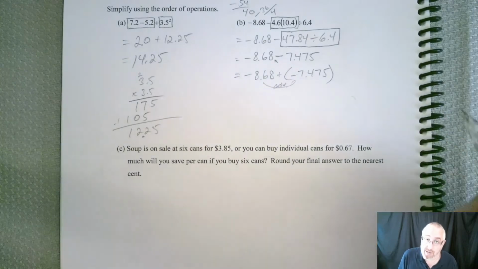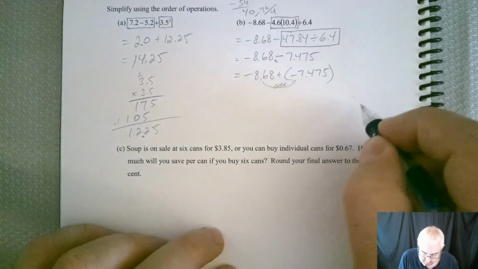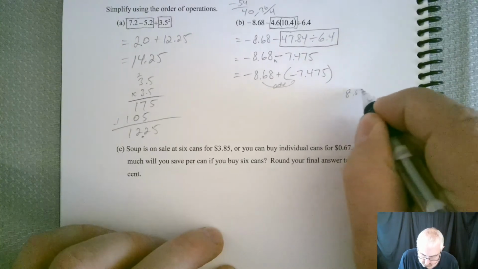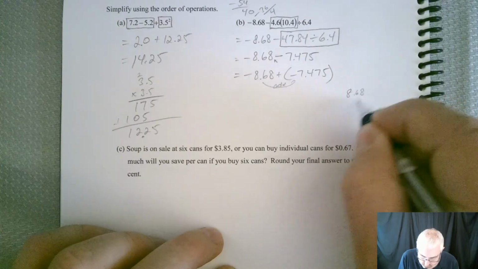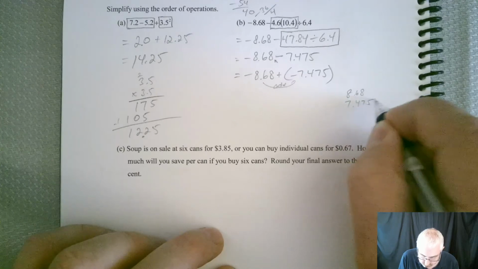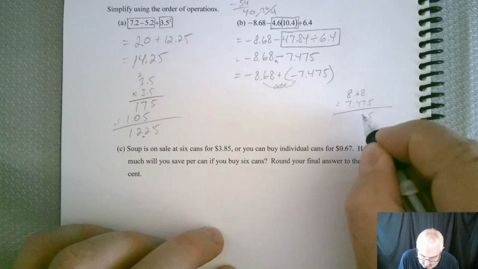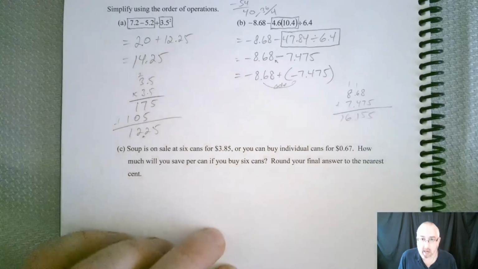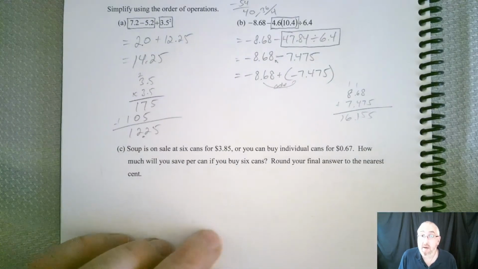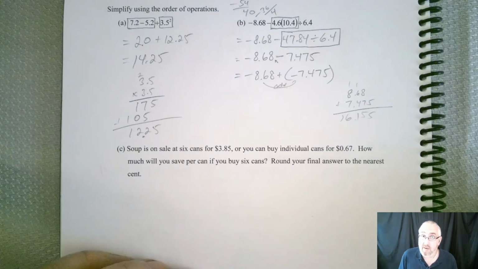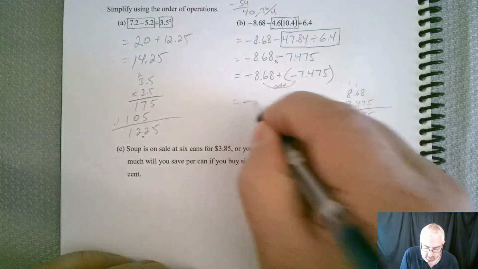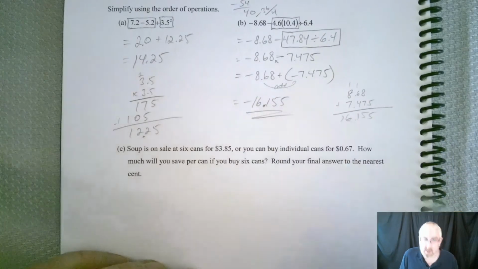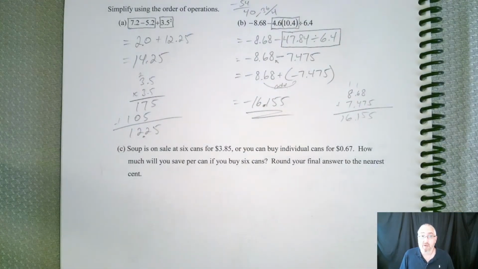And now we can use a calculator, but let's just do it by hand real quick. So 8.68, 7.475, 5, 15 carry a 1, 11 carry a 1, 16. So 16.155, but is it positive or negative? Yeah. So negative 16.155 should be your final answer.